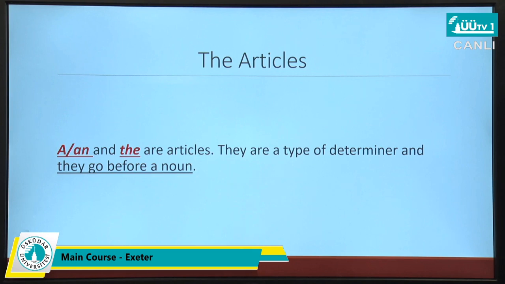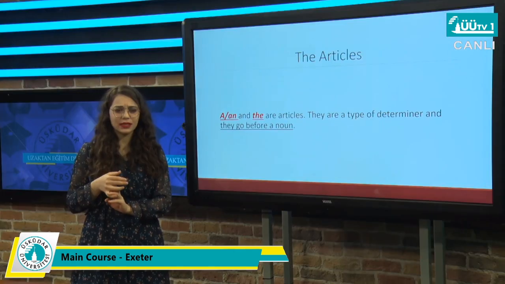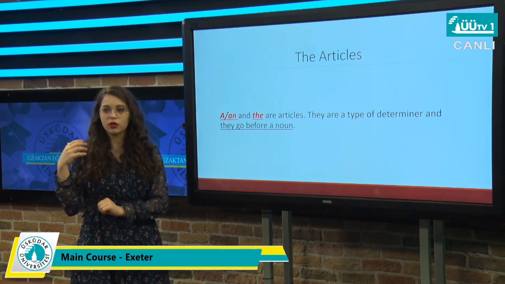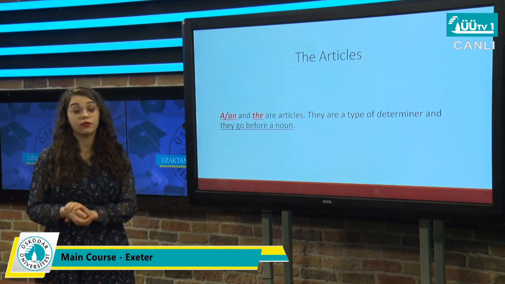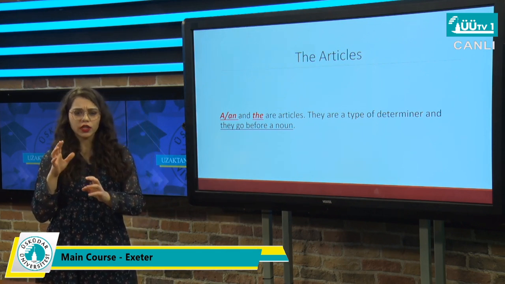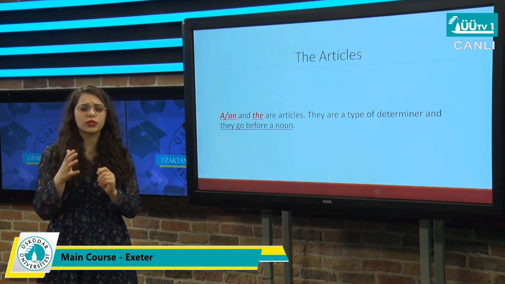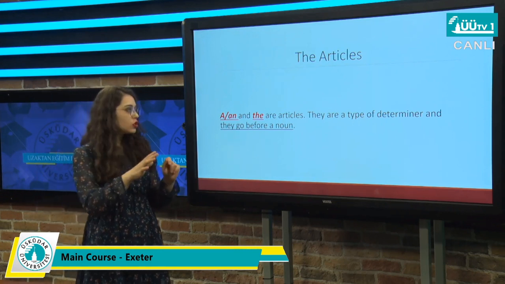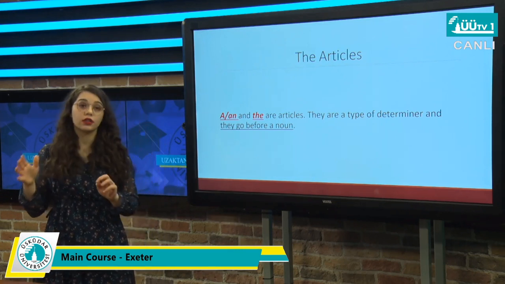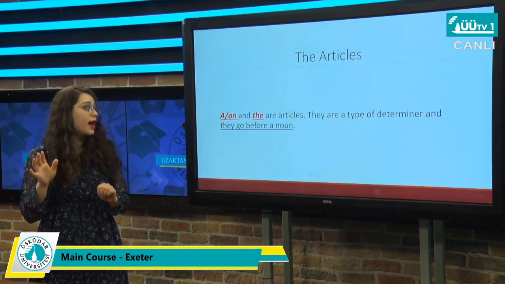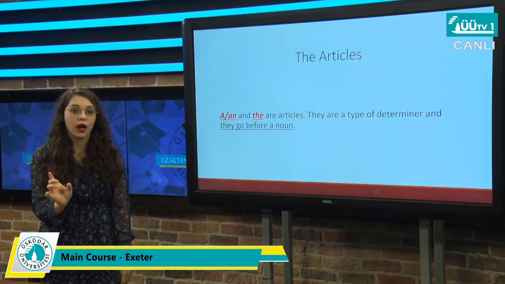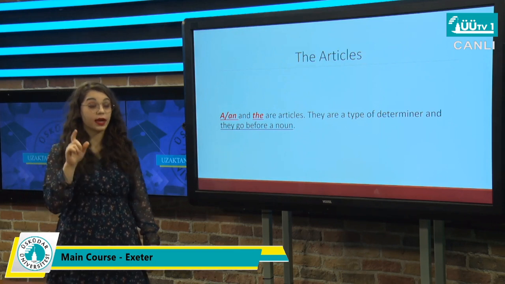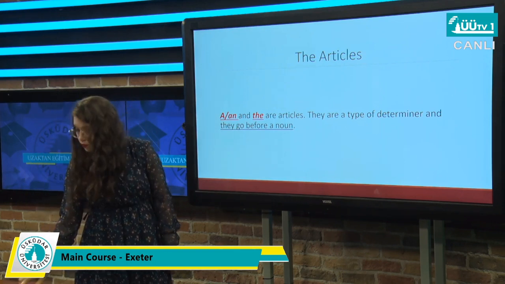Okay, so the last grammar point of this unit 9 is the articles. The articles are a bit tricky situation when you're learning English, because you don't know when to use a or an, how to use the, and this one we're going to talk about. So a, an, and the are articles. They are a type of determiner and they go before a noun. A noun, don't forget that. A noun or a noun clause.